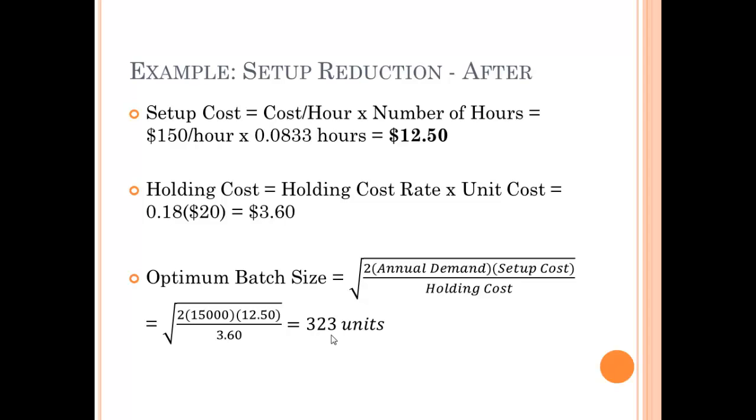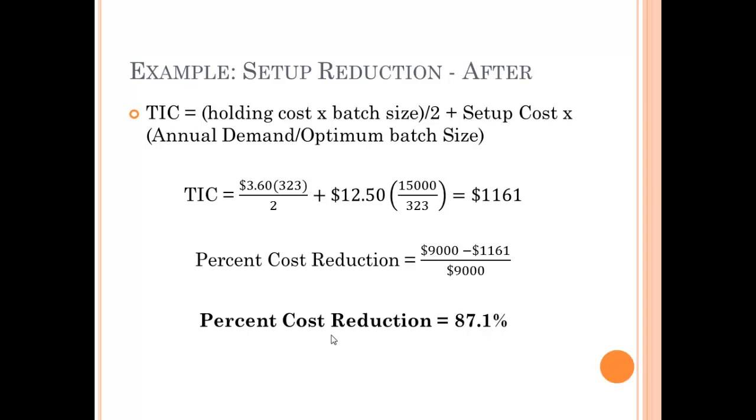Okay, that's a big reduction from 2,500 units, right? Remember that our average inventory is going to be half the optimum batch size. So we're at half of 2,500 or half of 323. Huge difference. All right, so the total inventory cost is going to be now 3.60 times 323 divided by 2. Okay, because remember we're finding the holding cost of the inventory, so our average inventory is going to be 323 divided by 2, and we have to hold that.